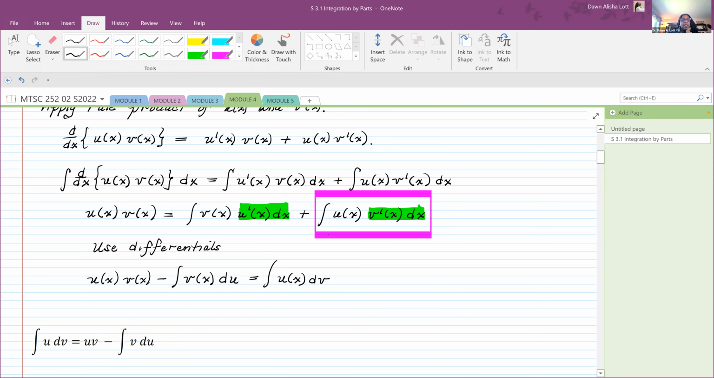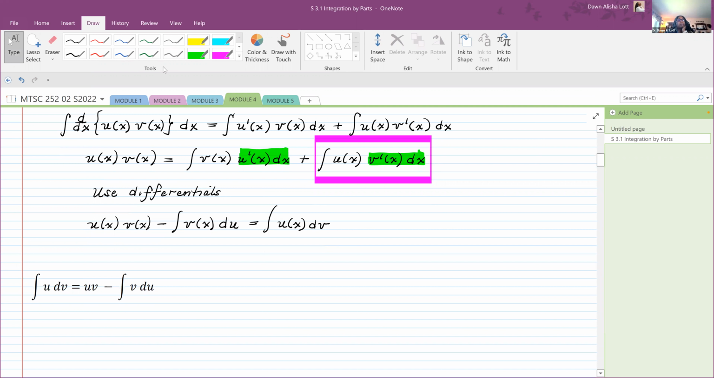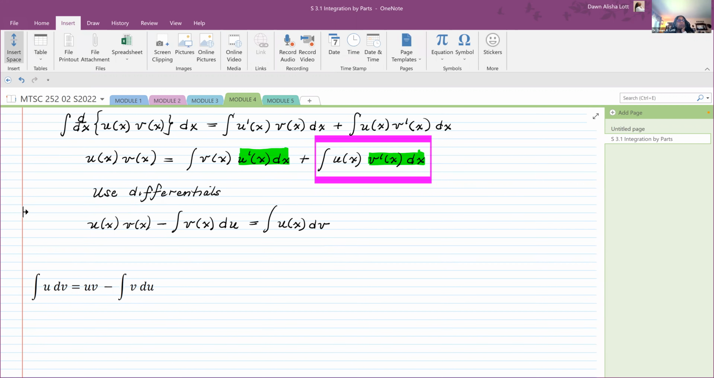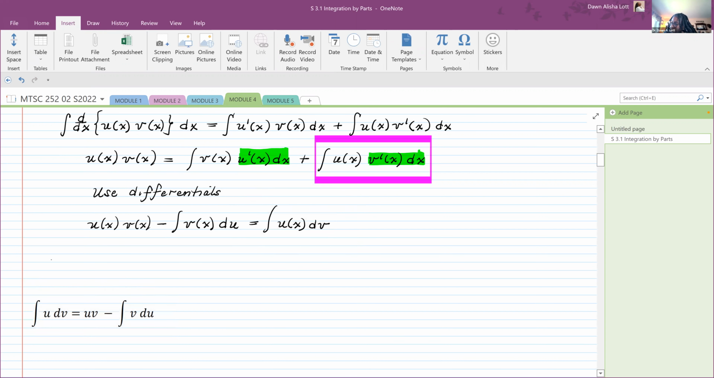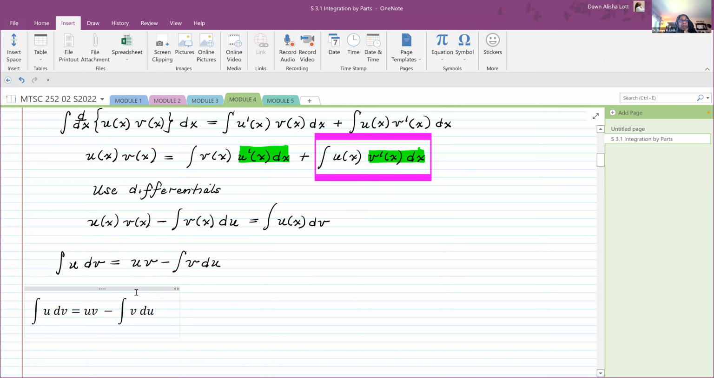All right, so now I can rewrite it as the integral of u dv is equal to u times v minus the integral of v du. And as you can see, that is what I have right here. And this is the formula.